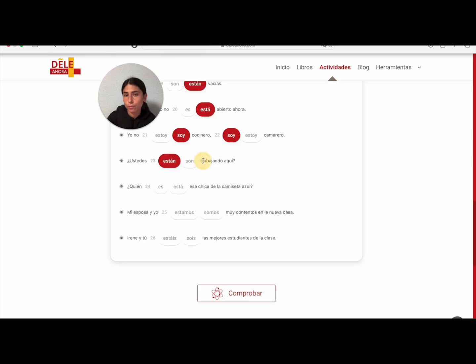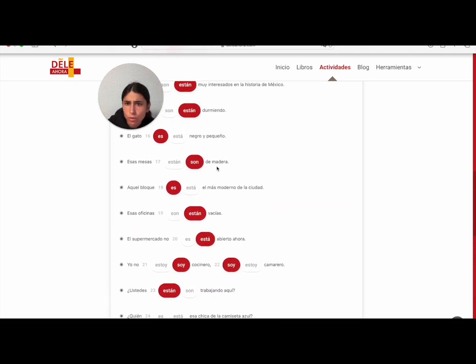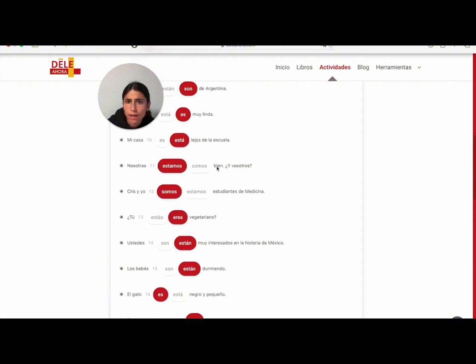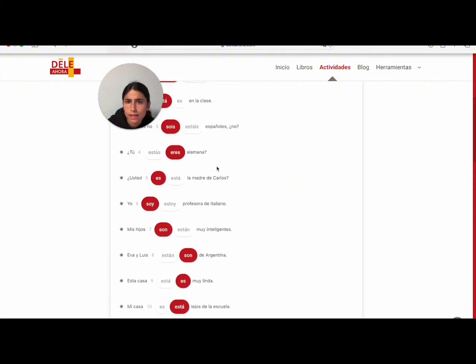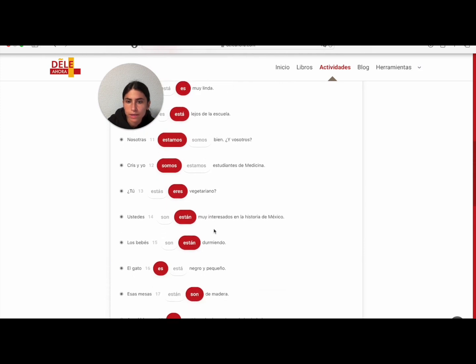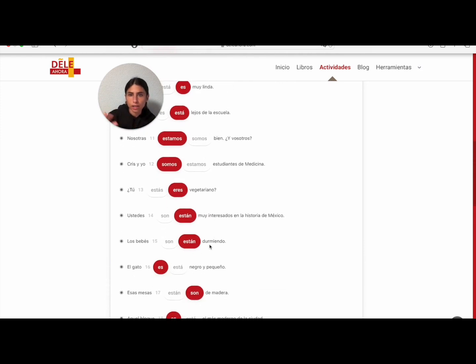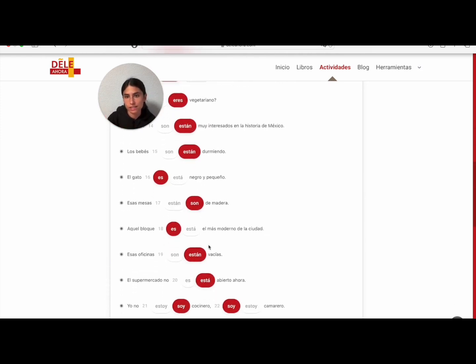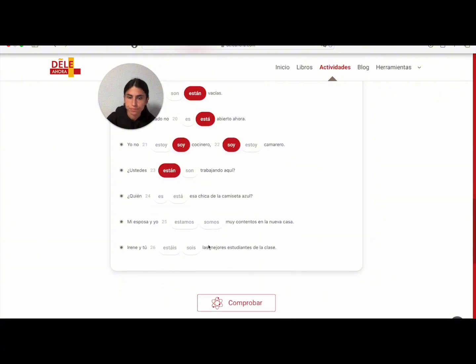Also, when we have gerund verbs, trabajando, durmiendo, I think we had one. The baby is sleeping. Yeah. Durmiendo, trabajando. When we have these verbs, it's always the verb estar. Because it's something, you know. It's a verb.